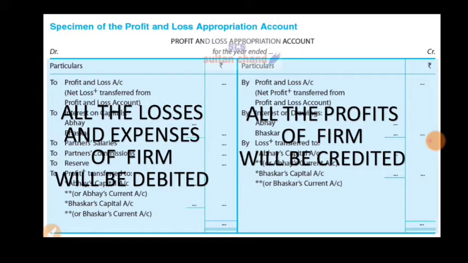And what are the losses and expenses? If your profit and loss account shows loss, it will be debited. Interest on partner's capital will be debited. Any kind of remuneration paid to partner will be debited. If you are transferring amount to reserve, it will also be debited. So all the profits will be credited and all the losses or expenses will be debited in profit and loss appropriation account.